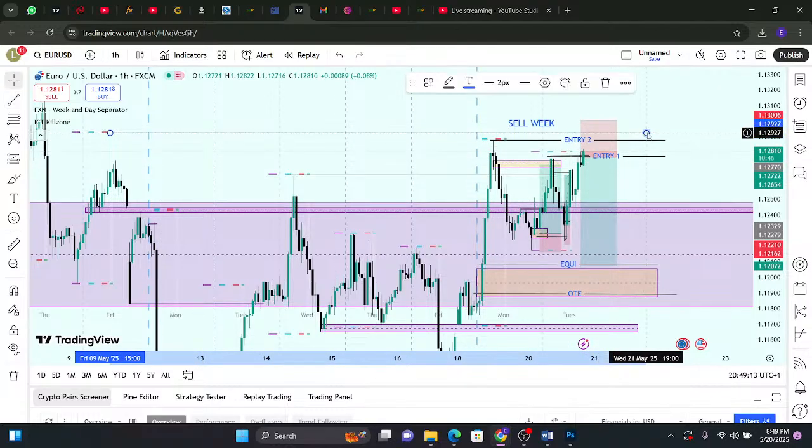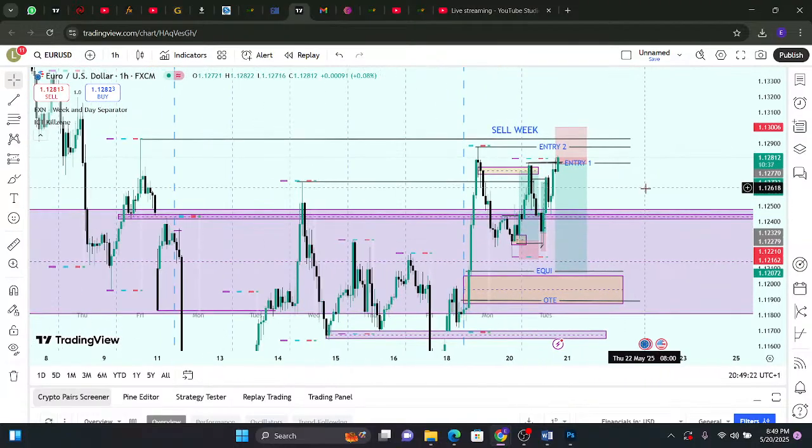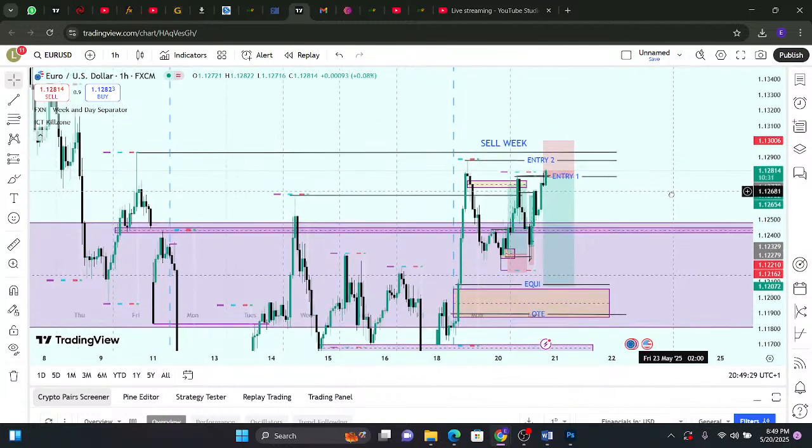Okay, even as far as clearing this high before it begins to go down, begins to sell. So let's see how the week is going to play out. Let's see how price is going to play out. Okay, so I'll keep you updated tomorrow.